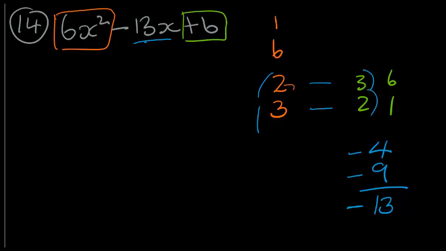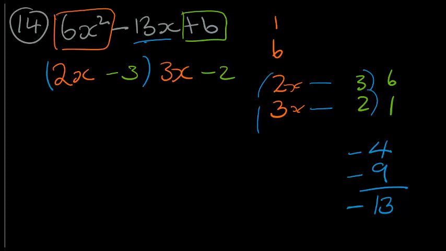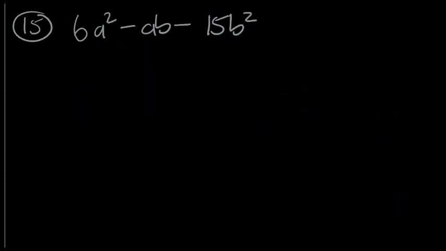And I can actually put my x's there. So my answer is going to be 2x and 3x. And the other term is going to be minus 3 and minus 2. And these are my brackets. That's your final answer. 6a squared minus ab minus 15. So we cannot factorize. It's as simple as it gets.